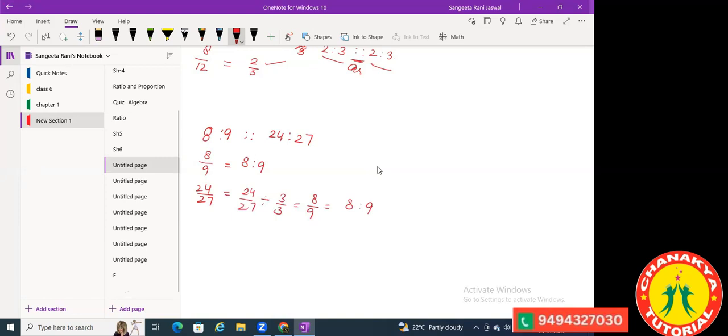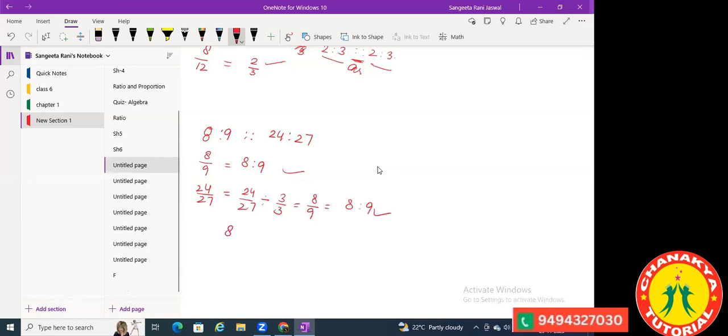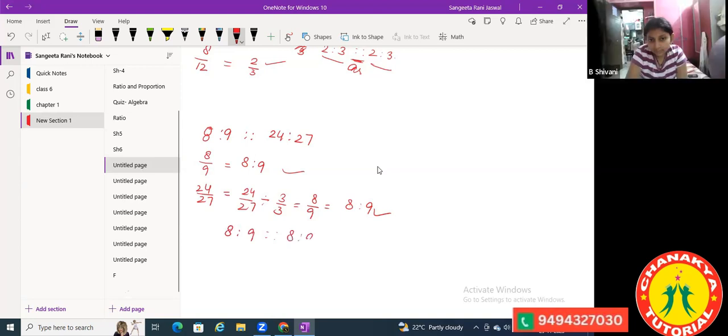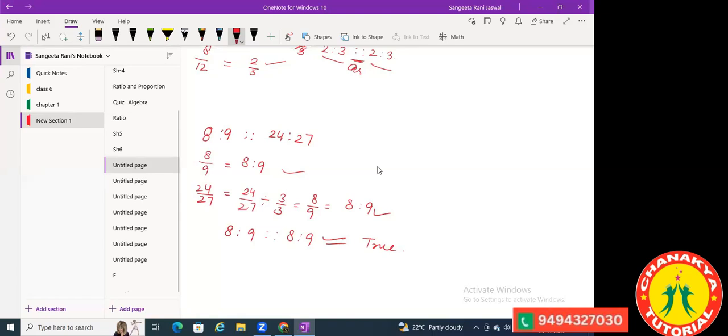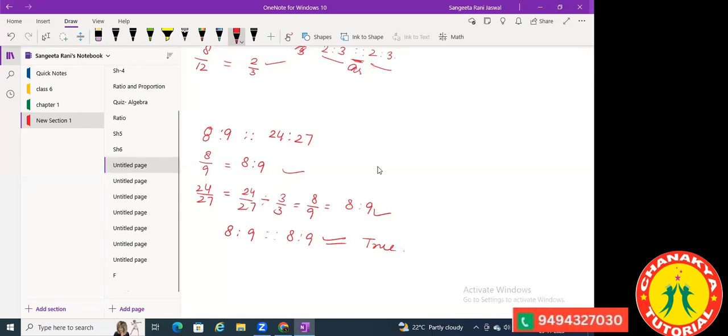So what can you say about the ratios, Shivani? They are in proportion. Great. Very nice. So that means the statement is true. Did you understand, Ridesh? Yes, ma'am. Be louder. I understood completely. Okay, great.